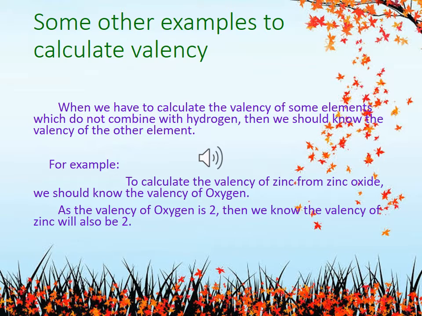So now if we think of the previous slide, we already have calculated the valency of oxygen from H2O. So H2O, two atoms of hydrogen getting combined with one atom of oxygen. So therefore the valency of oxygen is 2. So now we know the valency of oxygen is 2. So we should calculate, and we know also from zinc oxide or ZnO that the valency of zinc will also be 2.